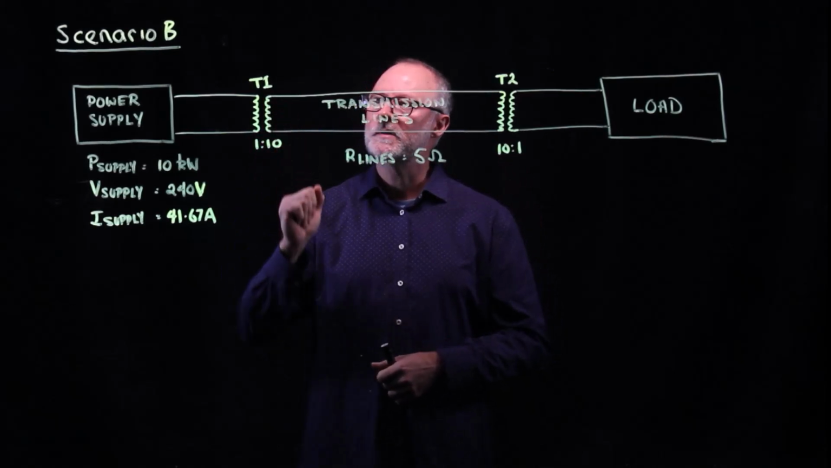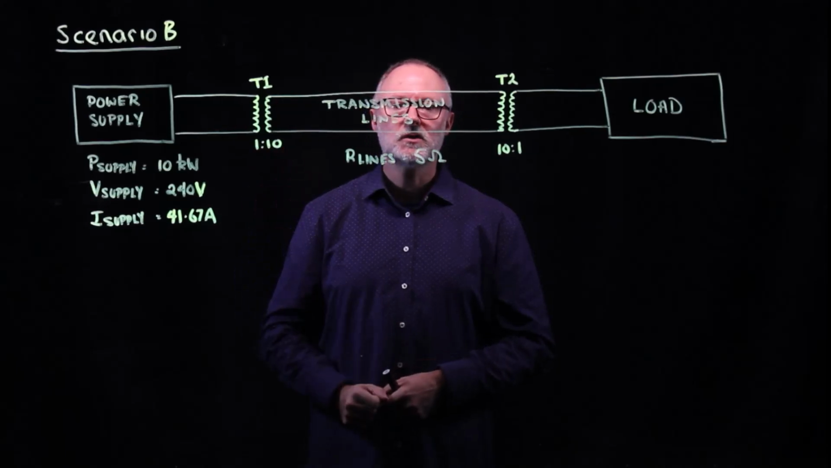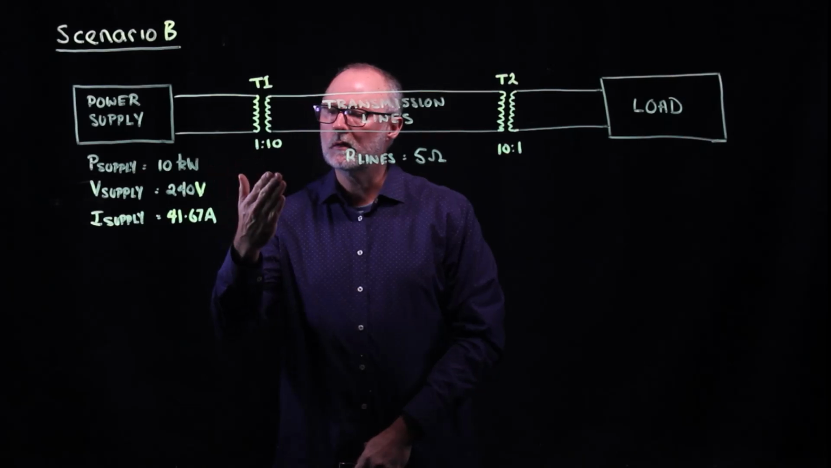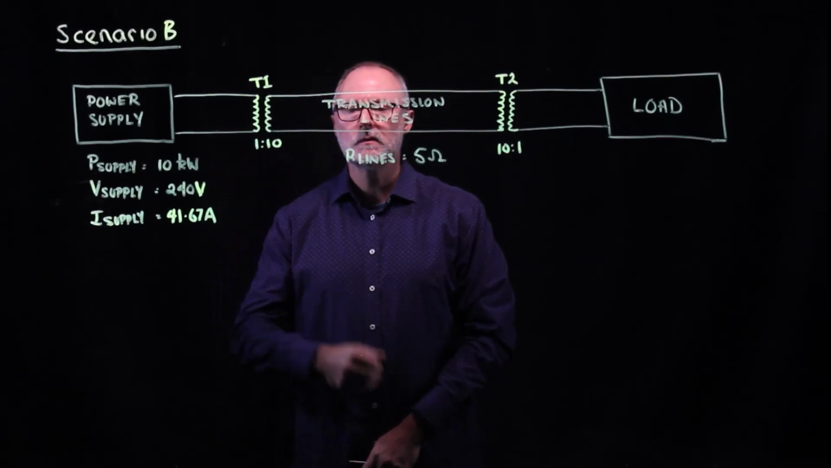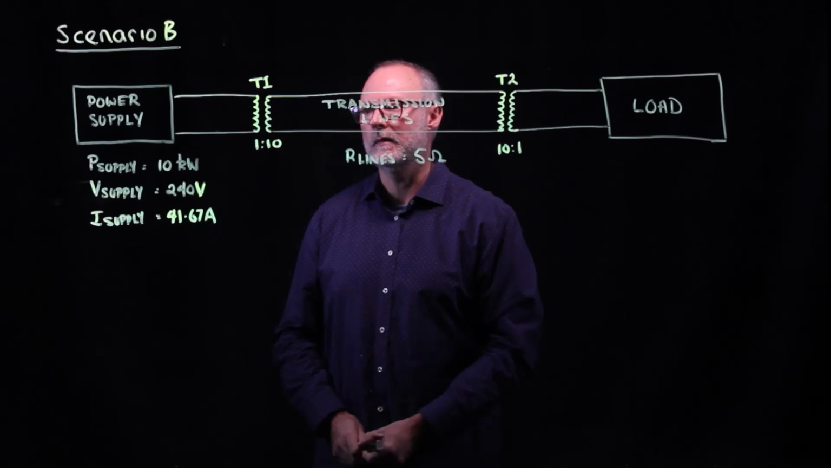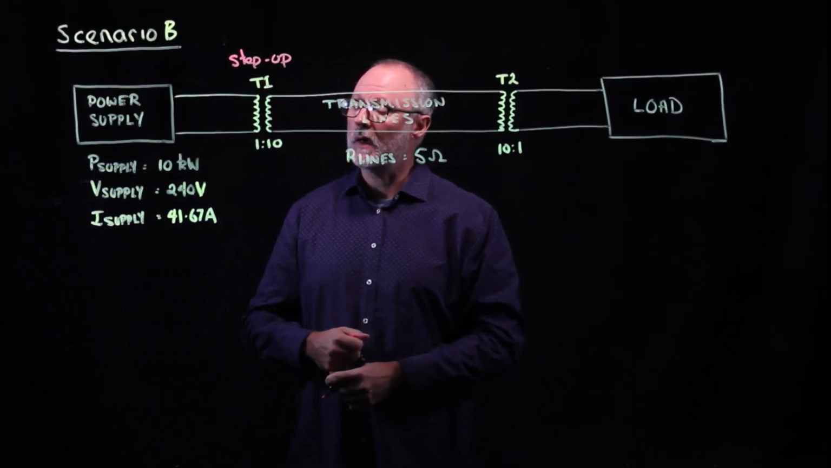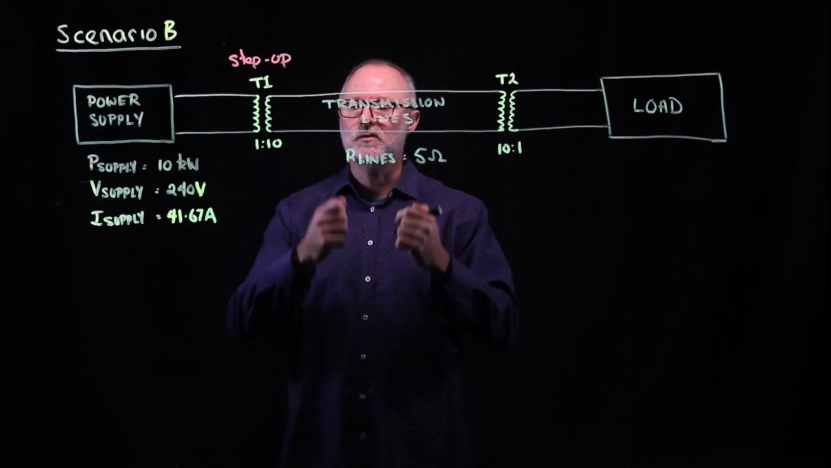The first transformer, T1, has a 1 to 10 ratio in terms of number of turns. When the turns in the primary to the turns in the secondary increases, we call this a step-up transformer. This will increase the voltage, but on the other side it will decrease the current entering the transmission lines.